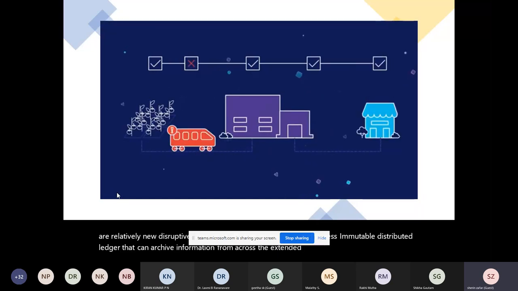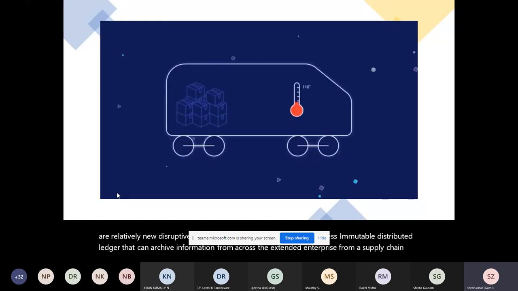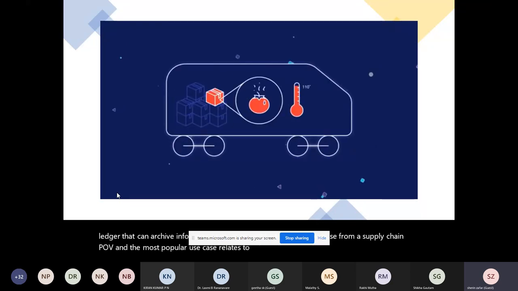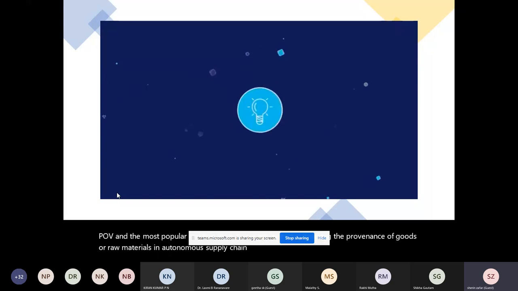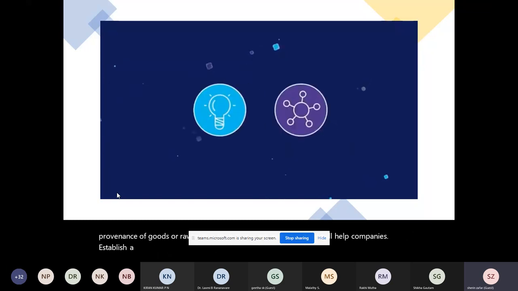From a supply chain point of view, the most popular use case relates to track and trace, knowing the provenance of goods or raw materials. An autonomous supply chain will help companies establish a highly intelligent, connected, self-aware, and trusted environment.